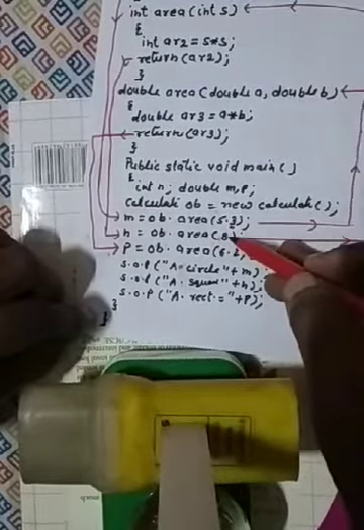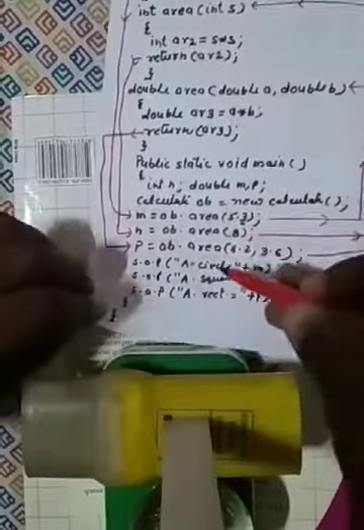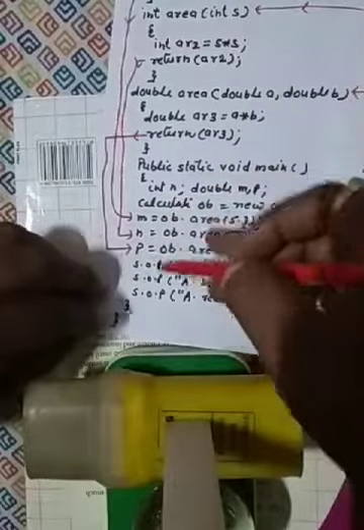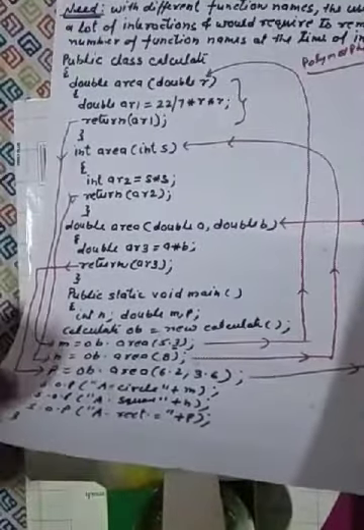N is equal to OB dot area 8. See, this value is an integer, so automatically this function will be called. In the other call, there are two double values, so the third function will be called. After calling, these functions will return values and the values will be printed. So this is very important.